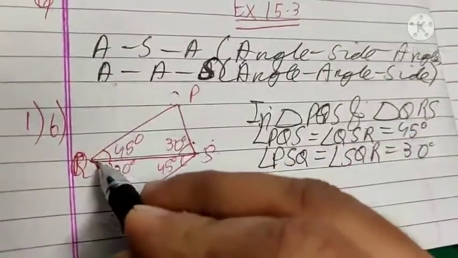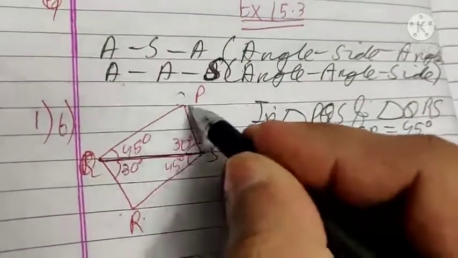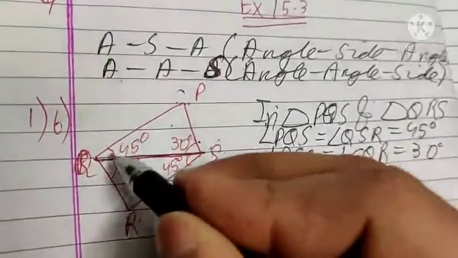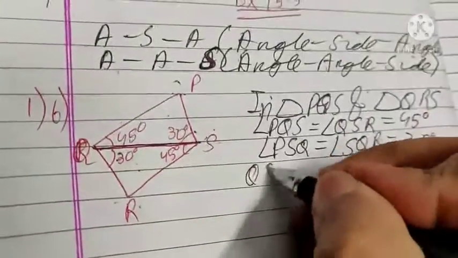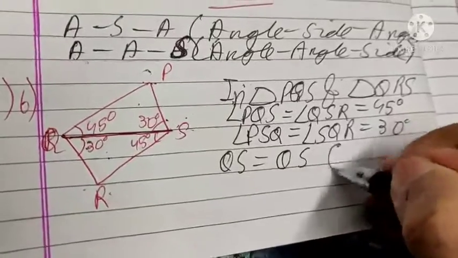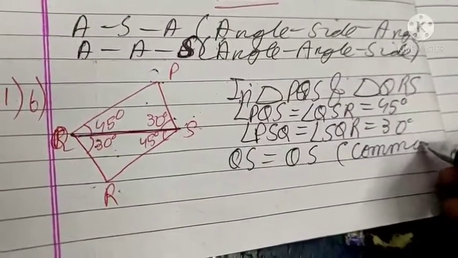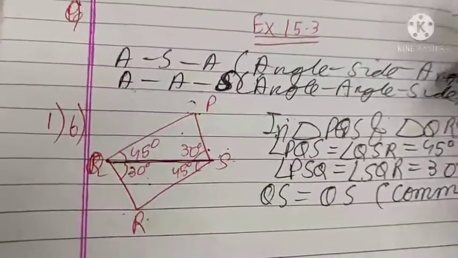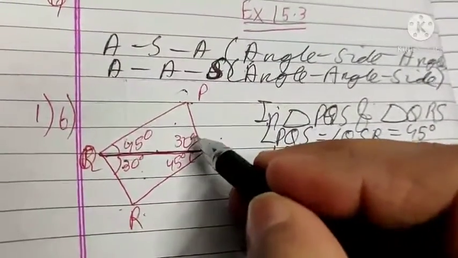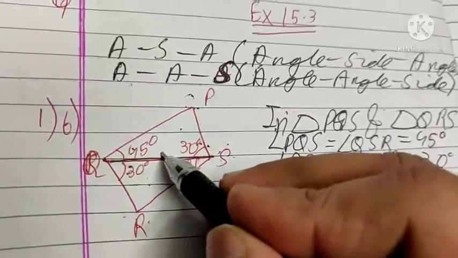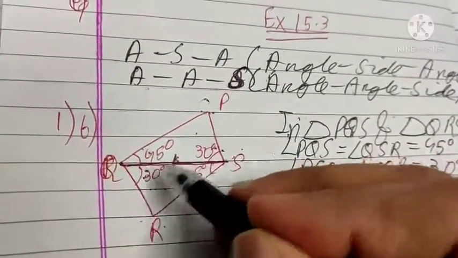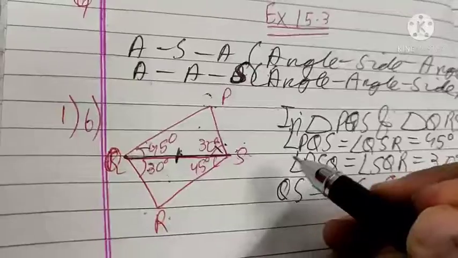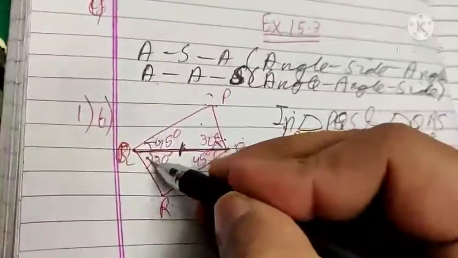And if we see that QS side is in this triangle and this triangle, both the triangles, this complete side QS, so QS is equal to QS, this is common. Okay, this is a common side, QS and QS. So I've got the three things, and there is a criteria SAS. There is an angle, then a side, and then a side. So we have taken these three things. Okay, so these two triangles are congruent by SAS.